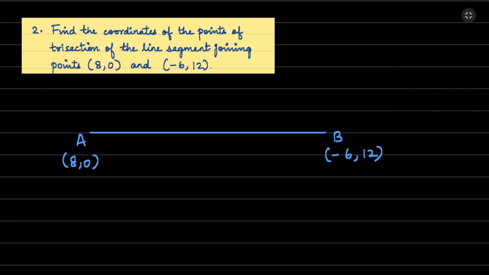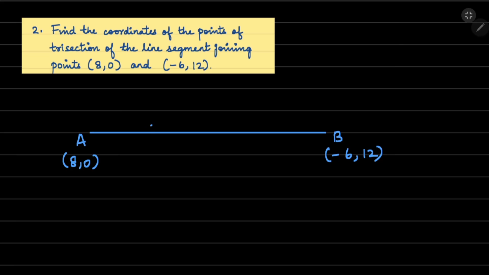That means, always remember, when you have a line segment and you have to divide it into 2 parts, only one point is sufficient to divide it into 2 parts. If you have to divide it into 3 parts, then 2 points are needed, right? 2 points can divide a line into 3 different parts. If you have to divide a line into 5 different parts, then 4 points are needed. Correct? Similarly, here, trisection means divide the given line segment joining the points 8, 0 and -6, 12 into 3 different sections. That is, you need 2 points.